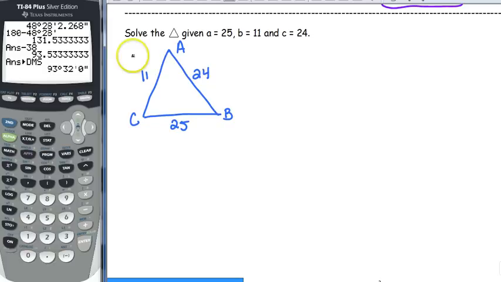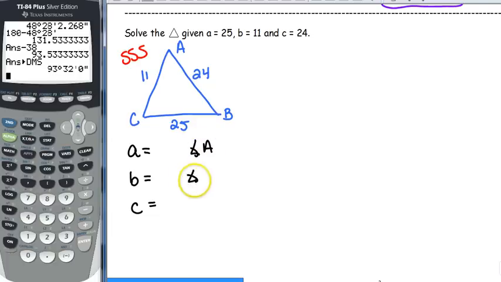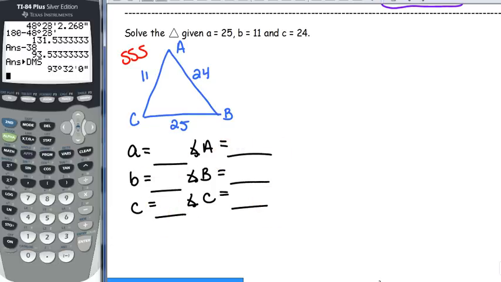When I look at that, I see that I'm given side, side, side, which is one of our options for law of cosines. So we set up our information. We have side A, side B, side C, angle A, angle B, and angle C. When we look at what we're given, we are missing our 3 angles, and we are given our 3 sides. Side A is 25, 11, and 24. So these are the 3 pieces that I'm looking for.